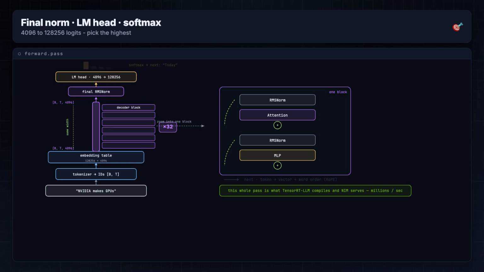At the top, one final norm, then the LM head, a layer that maps the 4096 wide vector to a score for all 128,000 tokens in the vocabulary. Softmax turns those scores into probabilities. The highest one is the model's next token guess. One pass, done. Next episode we go back to the very first step we glossed over, how a token actually becomes a vector, and how the model knows what order the words came in. The answer is a clever trick called RoPE.